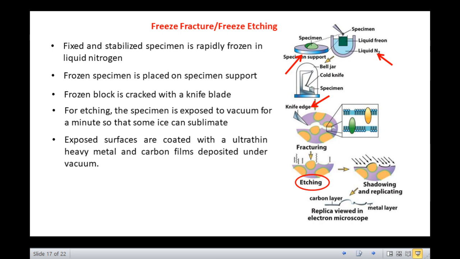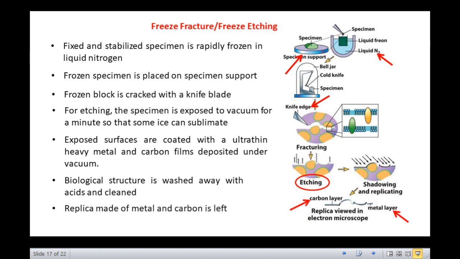After the coating process, the biological structure is washed away with acids and cleaned with distilled water. Only the replica made of metal and carbon is left. This is then placed on TEM and observed under the electron microscope.